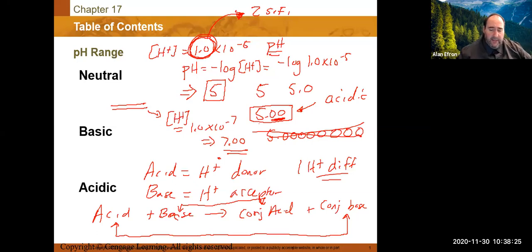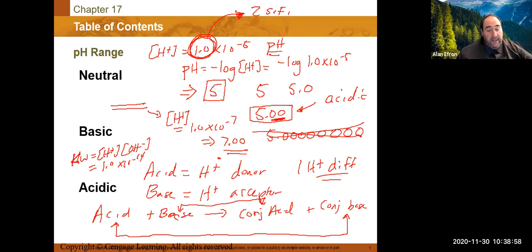We also talked about a relationship which is known as Kw. Kw is the concentration of H plus times the concentration of OH minus, and that equals 1 times 10 to the minus 14. So this is the equilibrium constant for water, and it allows us to figure out the acid part of the solution and the base part of the solution. The little brackets mean concentration, usually molarity, which is moles per liter.